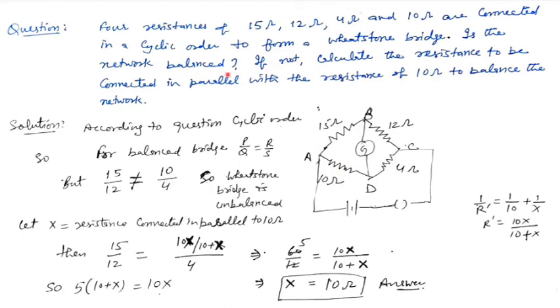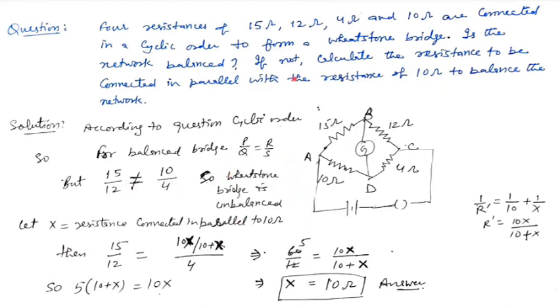Is this network balanced? That is the first question. For whether this bridge is balanced or not, I have to check whether P upon Q is equal to R upon S. For the balanced bridge, if I am calling this P, this Q, this R, this S, I know the formula. So it means 15 upon 12 should be equal to 10 upon 4 for the bridge to be balanced, but the values are not coming equal. So it means this bridge is unbalanced.